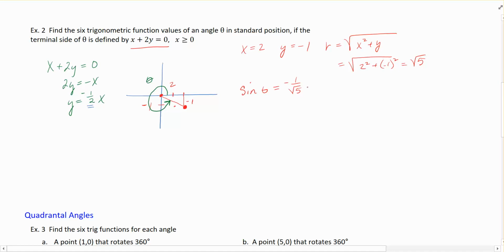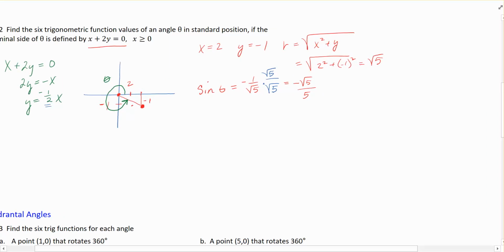Remember that when I rationalize the denominator, what I'm technically doing is multiplying top and bottom by the radical that's in the denominator. So I'm going to multiply top and bottom by the square root of 5. I end up with just the square root of 5 in the numerator, and in the denominator, the square root of 5 times the square root of 5 gives me the square root of 25, which is 5, so that eliminates the radical in the denominator. So negative 1 over the square root of 5, when I rationalize it, turns into negative square root of 5 over 5. Okay, now let's move on.